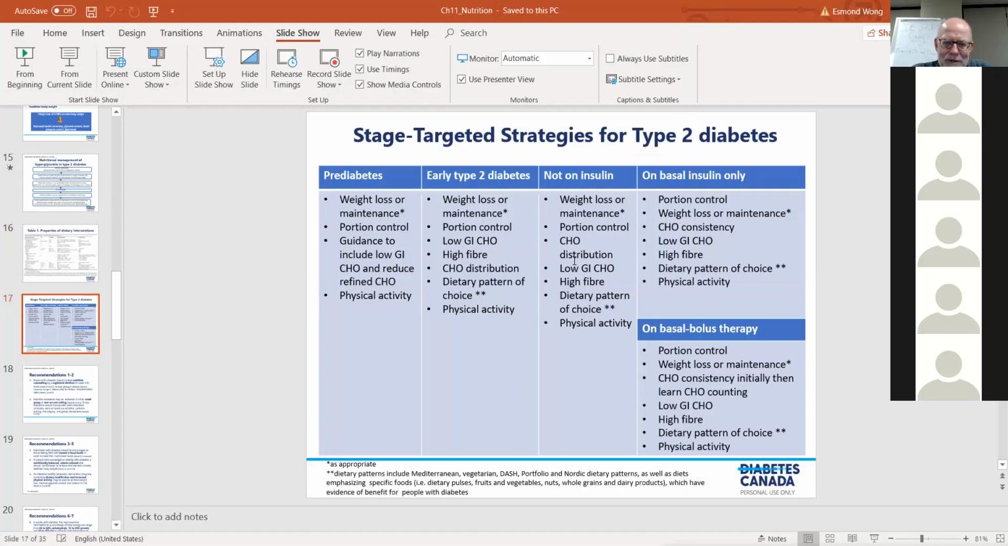All right, so I think slide 17 is actually a pretty important slide. Slide 17 talks about different strategies for different stages and types of diabetes. So if you've got someone with pre-diabetes, then what dietary interventions would be the most useful? Well, interventions that might lead to weight control or weight loss, if someone's overweight, are obviously going to be helpful. To achieve weight control or weight loss, you need portion control. Maybe low glycemic index carbohydrates are going to be helpful.